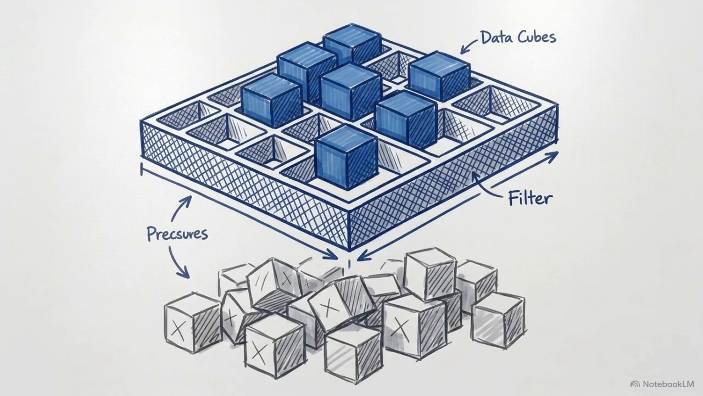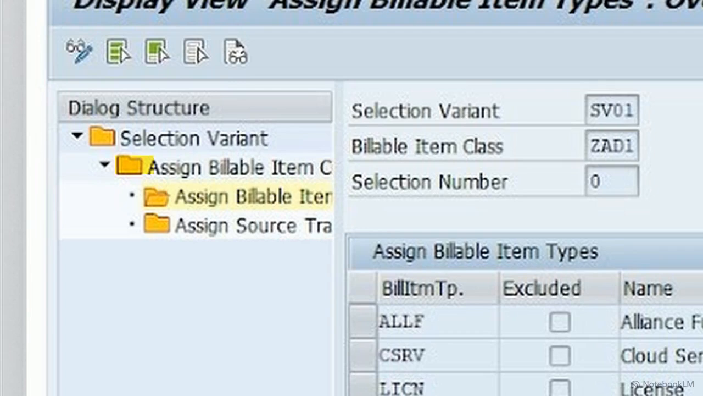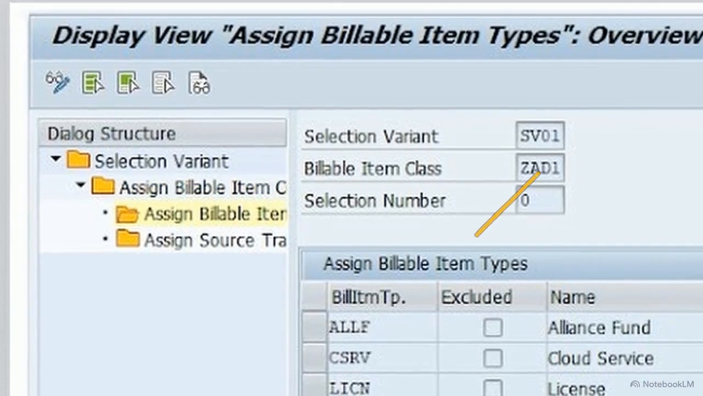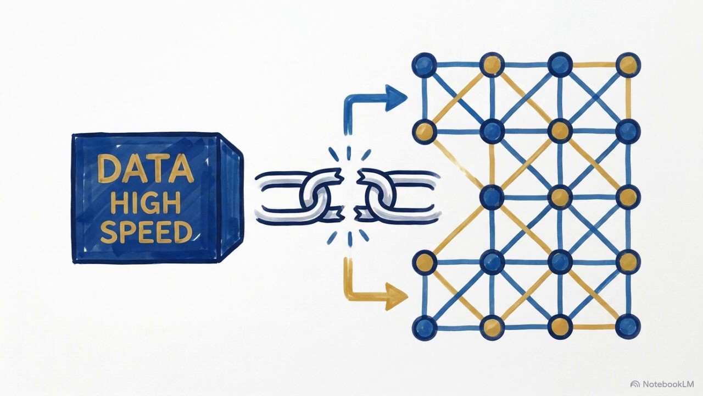We also need a selection variant, which acts as a filter to specify exactly which billable items are processed when we execute billing. Navigate down the menu to define selection variants and create a new variant named SV-##. In this screen, look at the dialog structure menu on the left. Click Assign Billable Item Classes and attach your selection variant to the TD-## class. Save your entries. Without these exact linkages, the system cannot identify items for the Data High Speed product line.